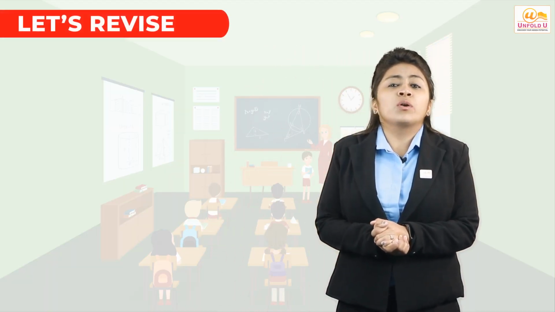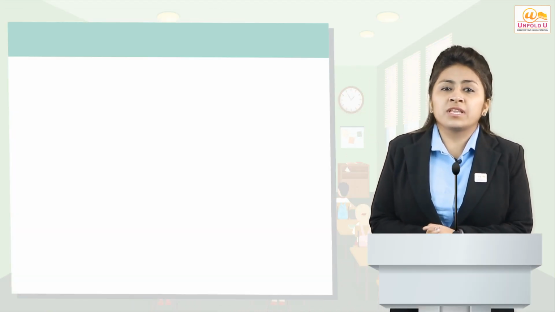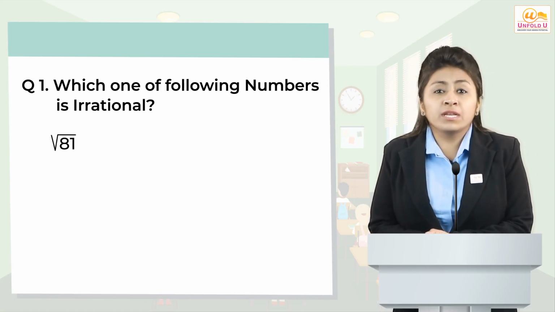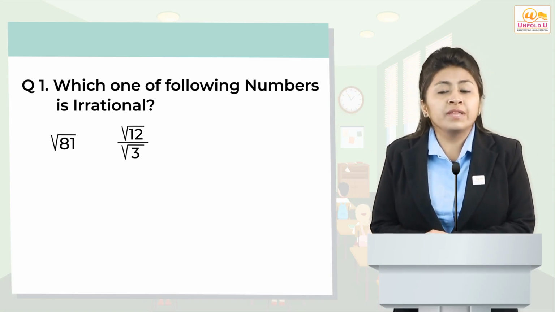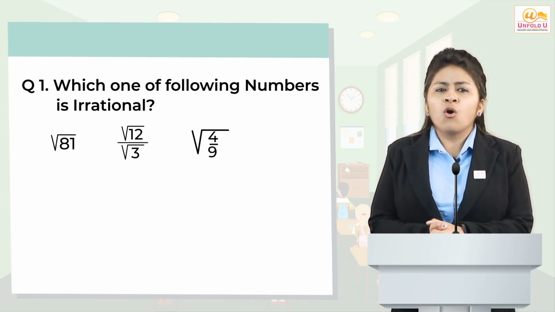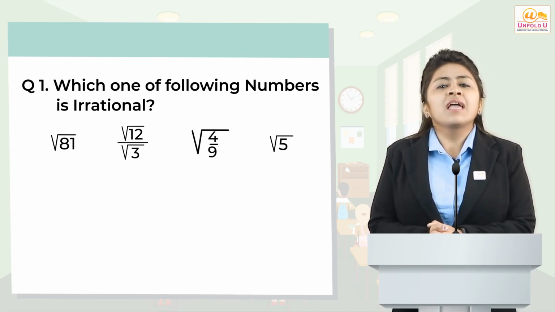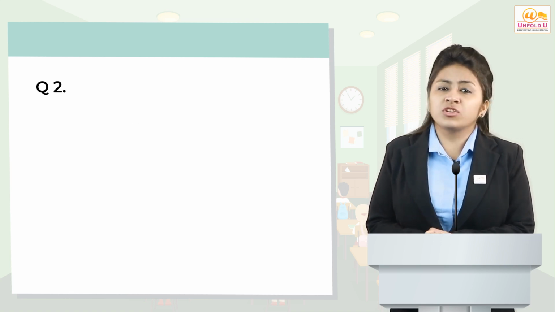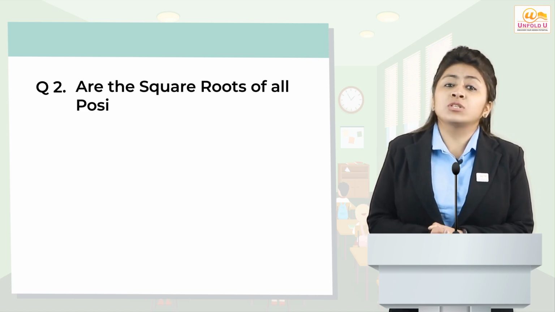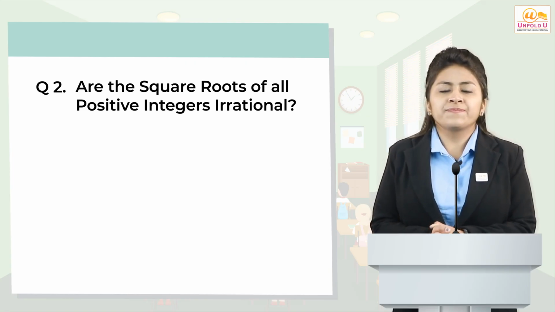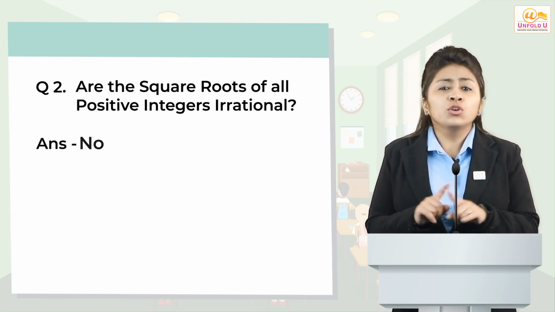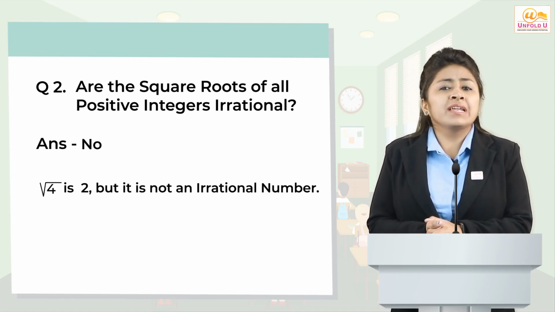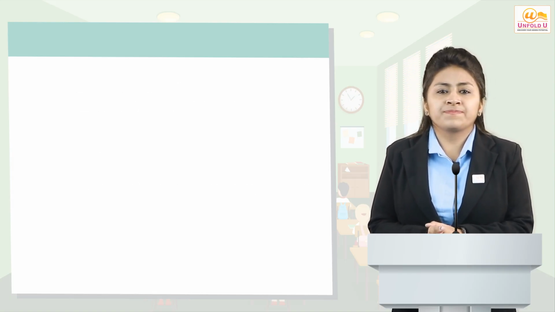Let's now revise what we have learned. The first question is, which of the following numbers is irrational? √81, √12 by √3, √4 by 9 or √5? The answer is √5. The second question is, are the square roots of all positive integers irrational? The answer is no. For example, the square root of 4 is 2, but it is not an irrational number.